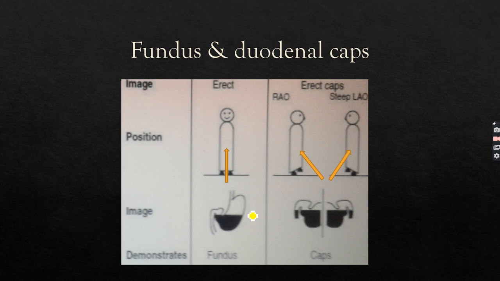Now if we want to see the duodenal cap, what is the condition of the duodenum? Here you can see the similar thing. The fundus is clearly visualized if the patient is standing like this, in the erect position. Due to gravity, this part is coming down, and the fundus and all the stomach is visualized like this. And the duodenal cap can be visualized in both the right anterior oblique and a steep left anterior oblique. And this is the usual picture on barium study.